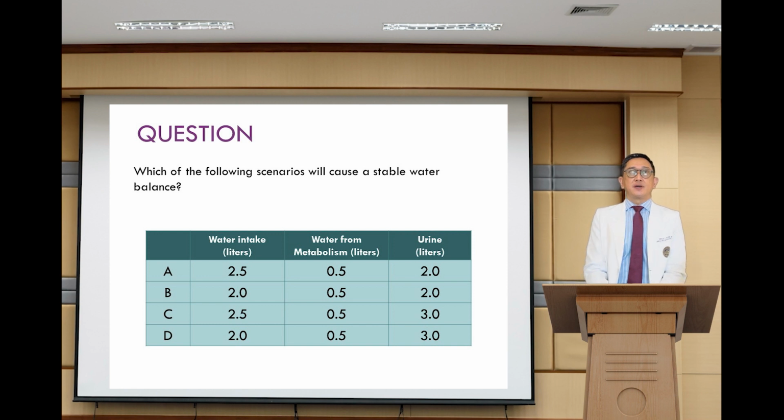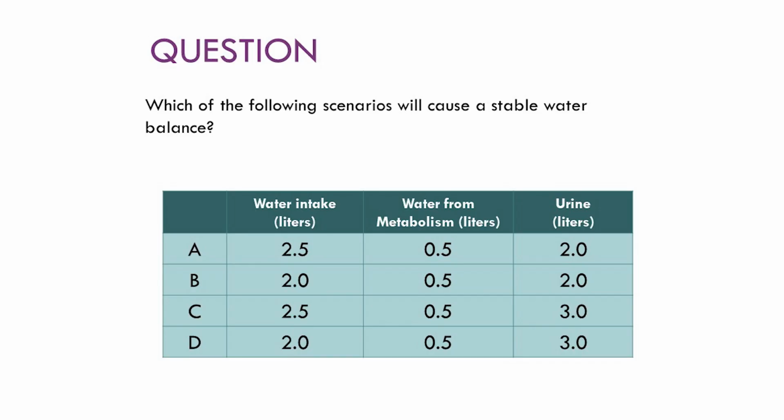Okay, another question. Which of the following scenarios will cause a stable water balance? So you have here A, B, C, and D, and water intake in liters, water from metabolism also in liters, and urine also in liters. For letter A, you have 2.5, 0.5, and 2.0. Letter B, 2.0, 0.5 liters, 2.0. Letter C, 2.5, 0.5, 3.0.